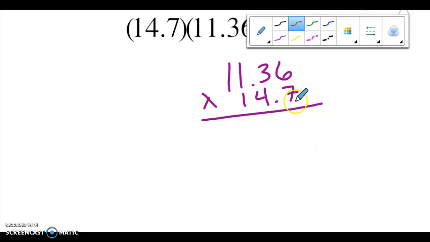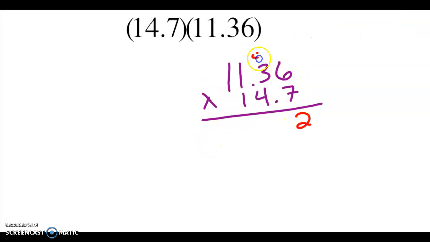All right, we're going to start off with the 7, and I'm going to multiply it by everything on the top. 7 times 6 is 42. Carry my 4. 7 times 3 is 21, plus 4 is 25. Carry my 2. 7 times 1 is 7, plus 2 is 9. 7 times 1 is 7. All right, 7 is done.